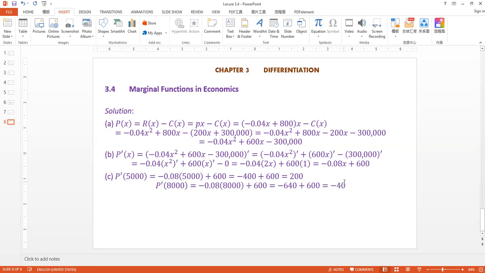So you don't want to sell it anymore. And the reason for that is the price goes down. Okay, so you don't make any more money actually. So that's the end of this example.